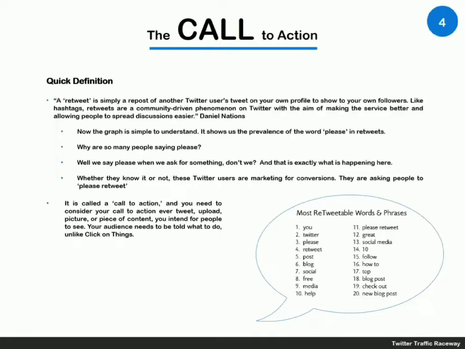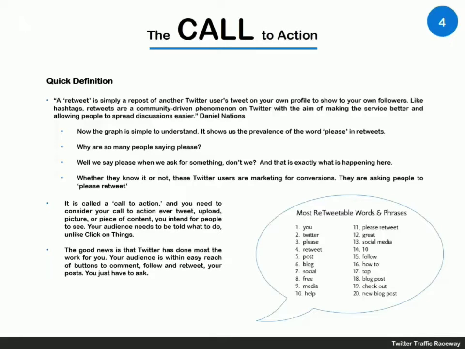It is called a call to action, and you need to consider your call to action every tweet, upload, picture, or piece of content you intend for people to see. Your audience needs to be told what to do, unlike click on things. The good news is that Twitter has done most of the work for you. Your audience is within easy reach of buttons to comment, follow, and retweet your posts. You just have to ask.